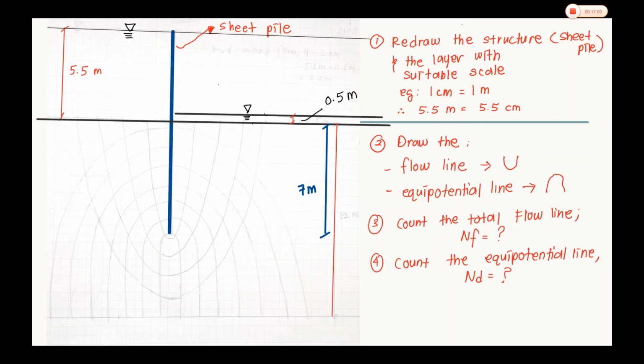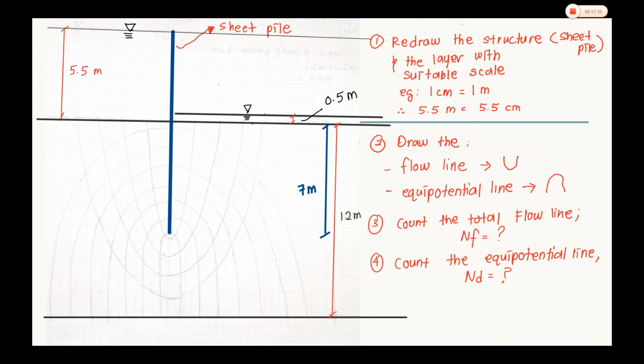Okay, now we have the sand layer or the soil layer. Okay, 12 meter. So measure 12 meter and then you mark it with one horizontal line. Okay, then we can start to draw the flow net.